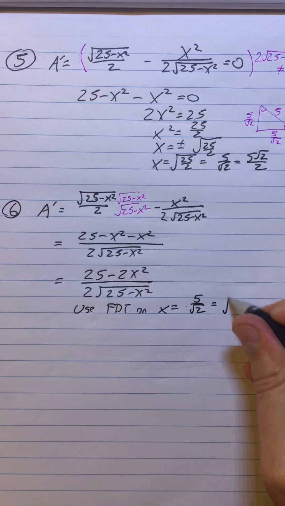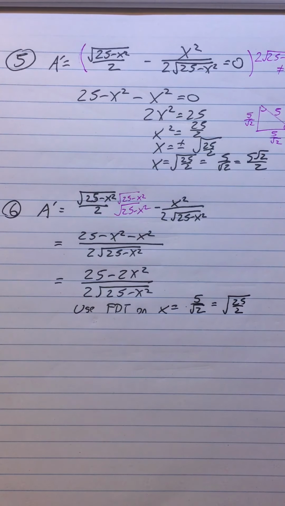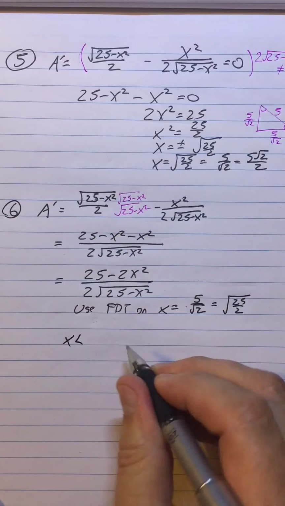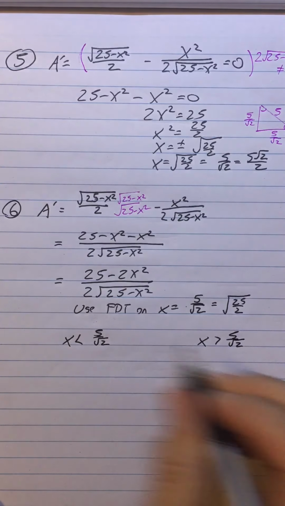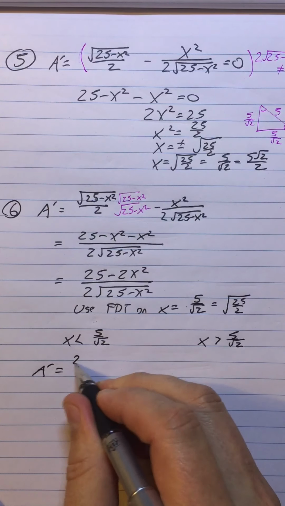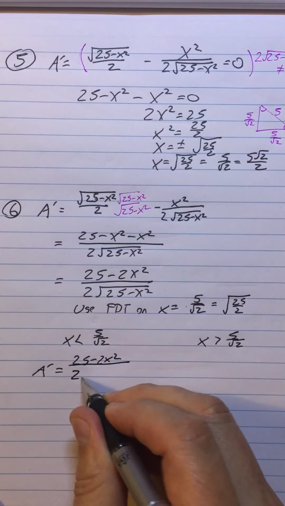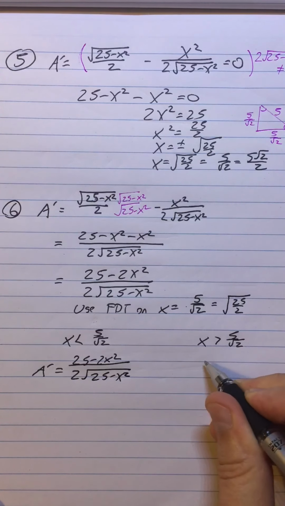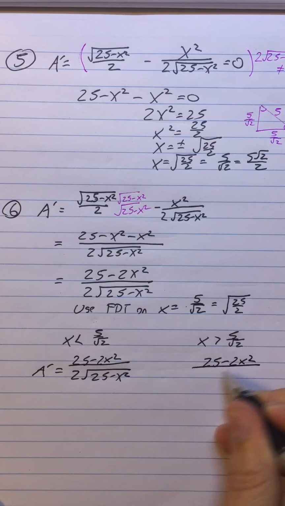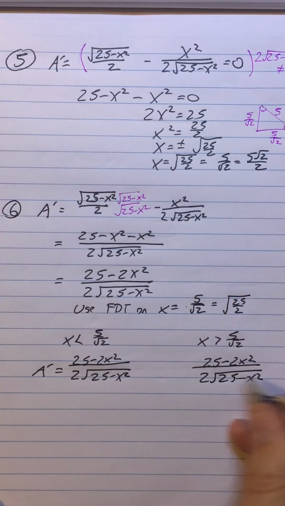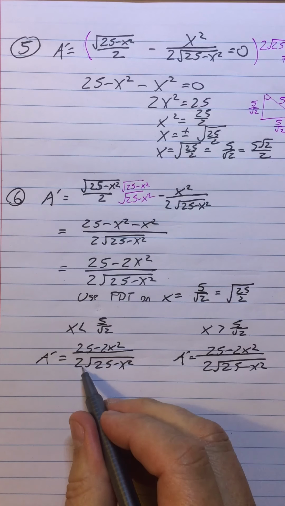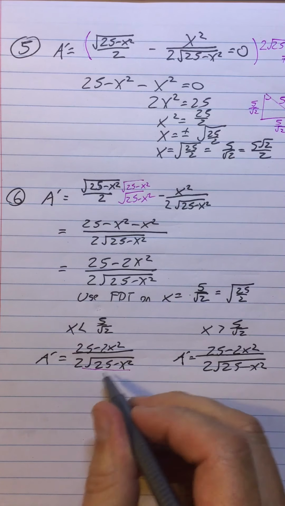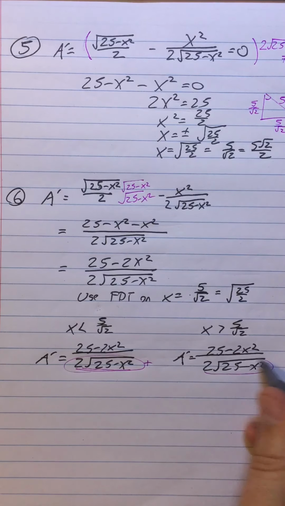Actually, even going back to square root 25 over 2 will be pretty useful to us, I think. All right, so what happens when x is less than 5 over square root 2, and what happens when x is greater than 5 over square root 2? What happens to my derivative A prime, which is 25 minus 2x squared over 2 square root 25 minus x squared, in each case? All right, so one thing I'm going to notice is a square root is always positive. So this denominator is always positive in both cases.